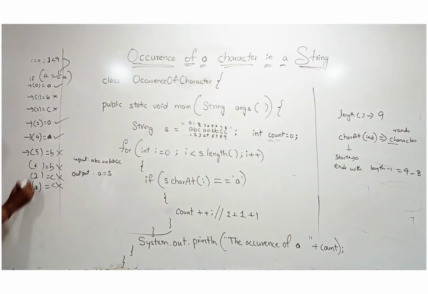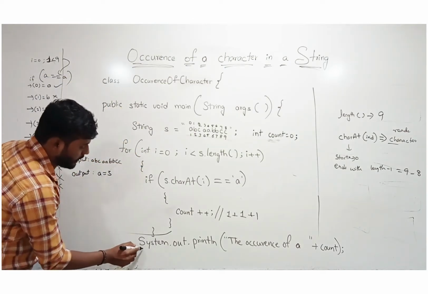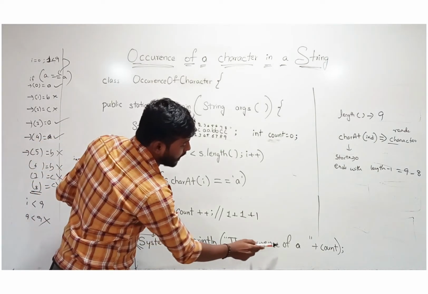Finally the loop breaks here. Why? Because i is less than 9, so 8 is the last value. When it comes to 9, 9 less than 9 is not satisfied, so the execution stops here. Then finally we have the print statement, System.out.println, the occurrence of A.